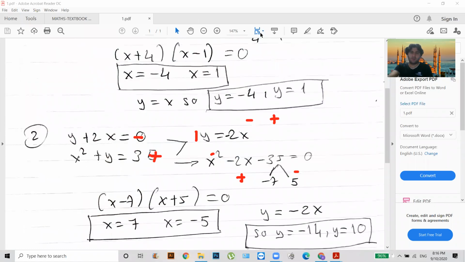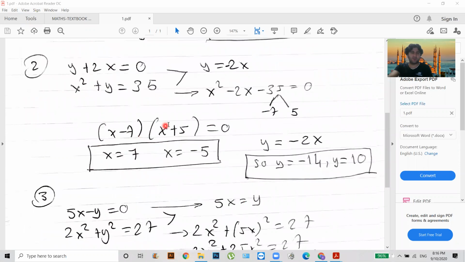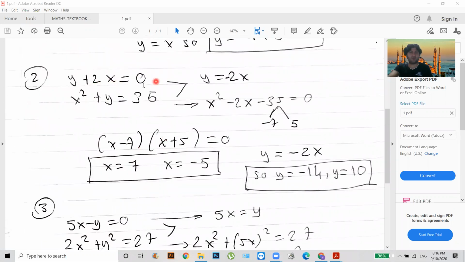All right. Okay, let's do question 2. y plus 2x equals 0. Then y will be -2x. Okay, I come to this equation. When I see y, as you can see here, I'm going to say -2x. So it's going to be x squared minus 2x. Then take this 35 also to the other side. It's going to be minus 35.